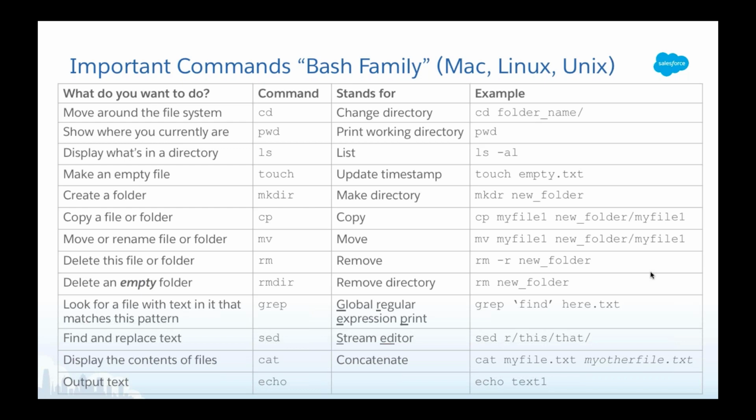So grep, global regular expression print. Okay, so what the heck is that? It looks for a file with text in it that matches a particular pattern. This seems interesting. We're going to see more of this in the demo, but basically this is, hey, I'm looking for a specific thing in a file. And I don't have to look just for a text string. I can look for patterns, which is pretty cool.